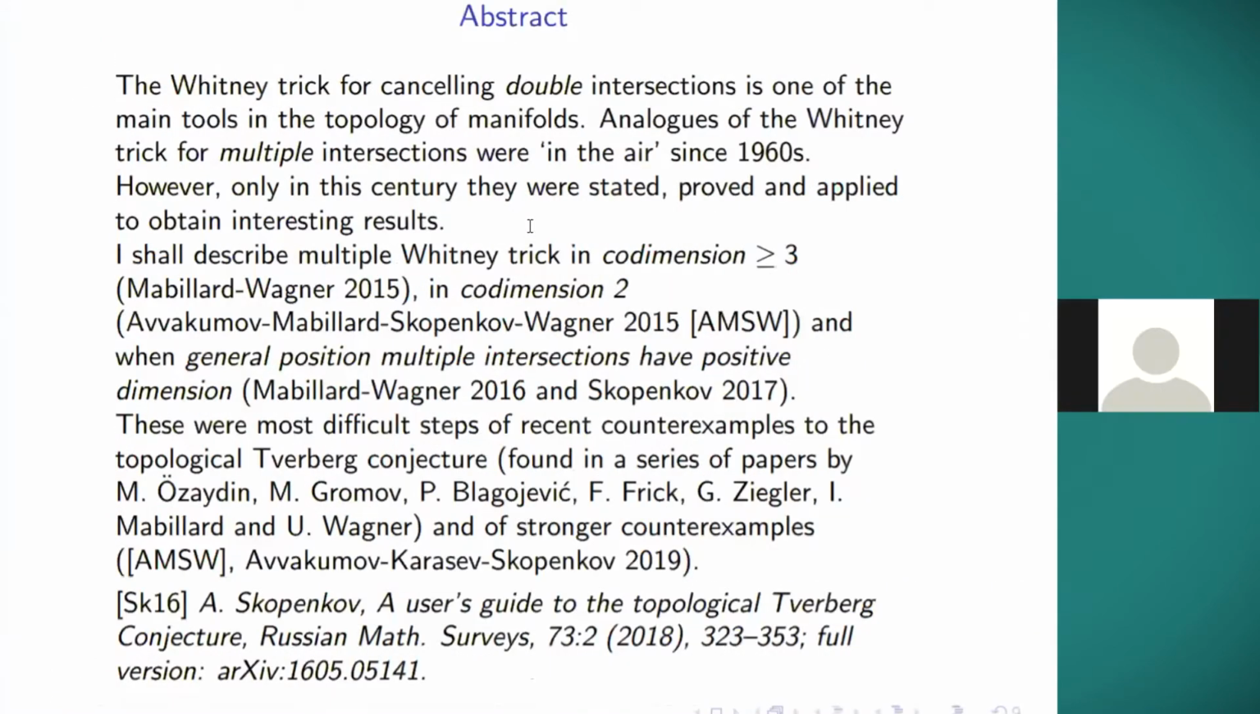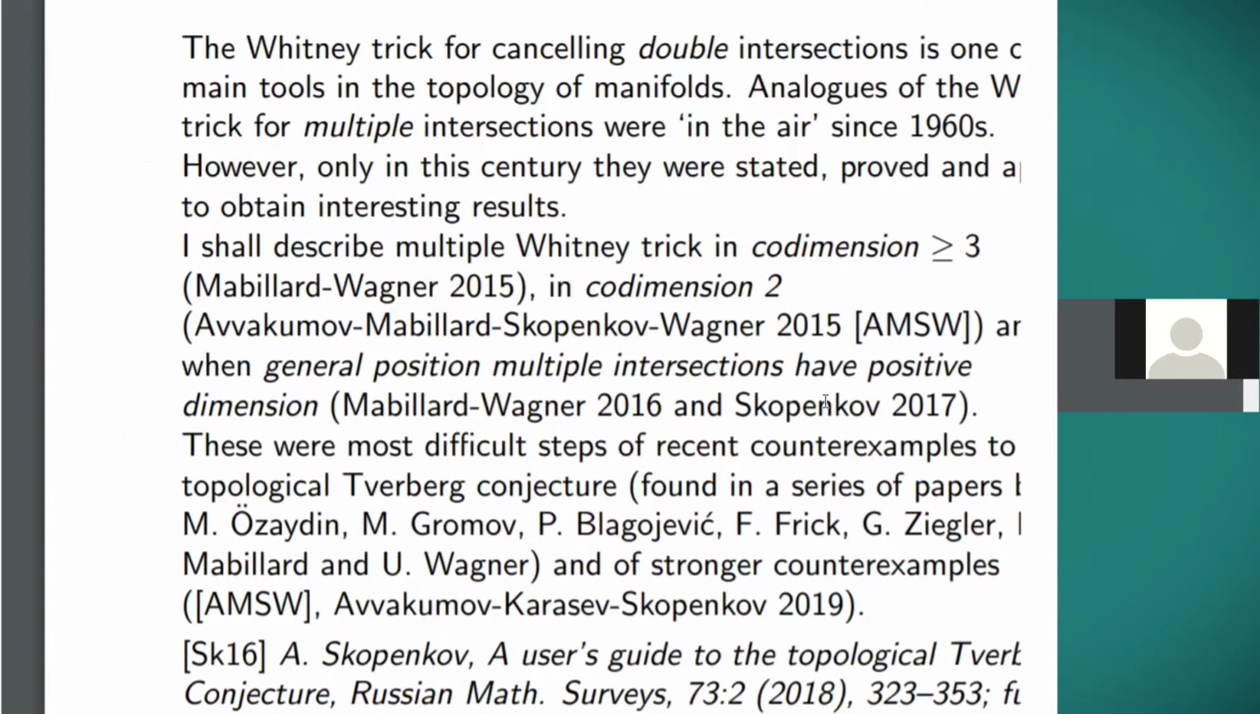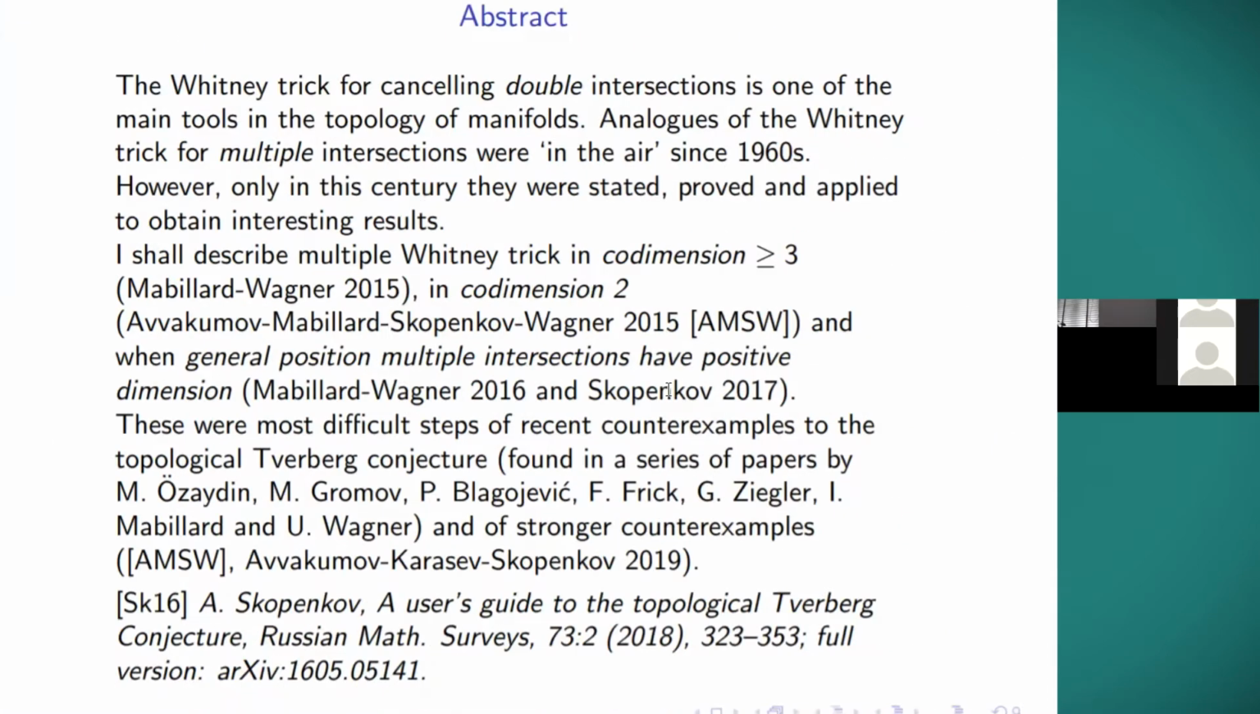I will tell you what the Whitney trick is later on in this talk, but the high multiplicity Whitney trick was first discovered by Mabillard and Wagner in codimension 3 or greater, then by them, Sergei Avakumov and myself in codimension 3, and in the metastable range by Mabillard, Wagner, and myself later on. And in this talk, I will only briefly describe relations or applications to counterexamples to the topological Tverberg conjecture. Here you see a list of the authors in whose papers those counterexamples gradually appeared.